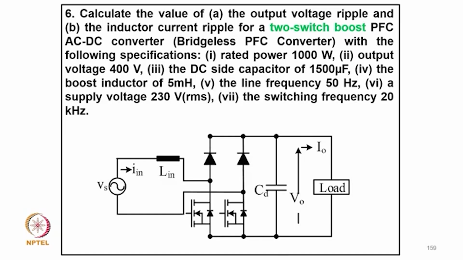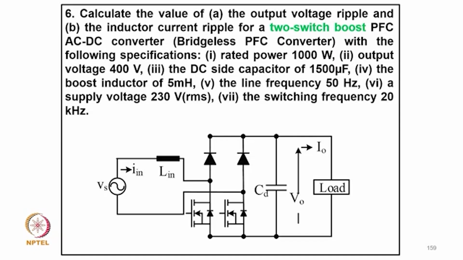So coming to example 6: calculate the value of the output voltage ripple and the input current ripple for a two switch boost PFC AC/DC converter, bridgeless PFC converter, with the following specification: rated power of 1000 watt, output voltage 400 volt, the DC side capacitor 1500 microfarad, the boost inductor 5 millihenry, the line frequency 50 hertz, the supply voltage 230 volt, and the switching frequency 20 kilohertz.